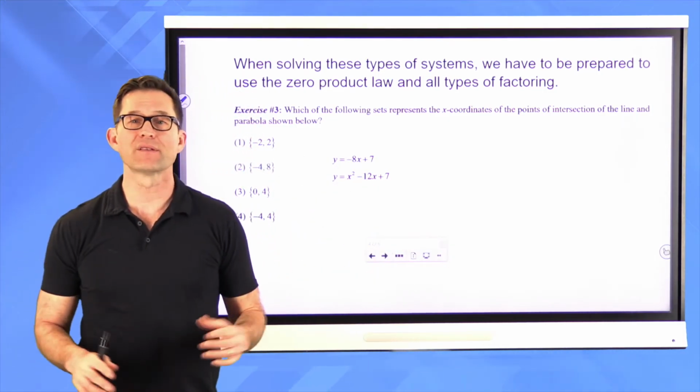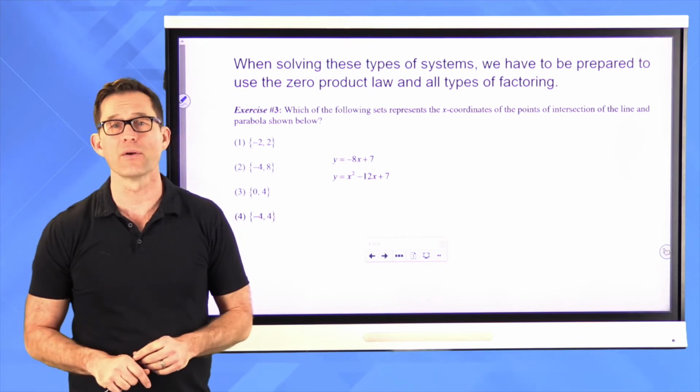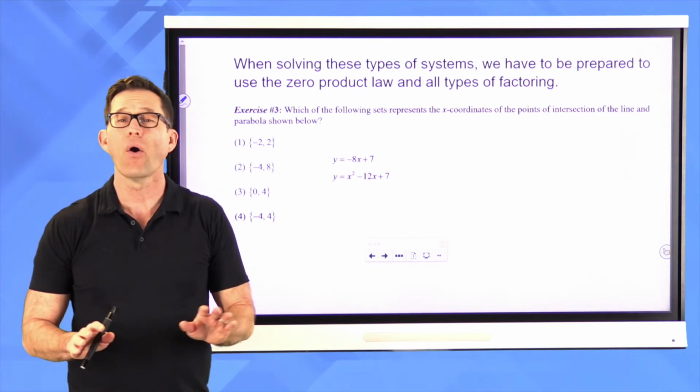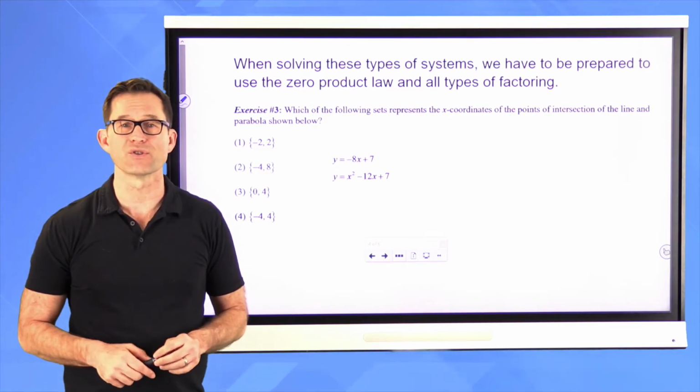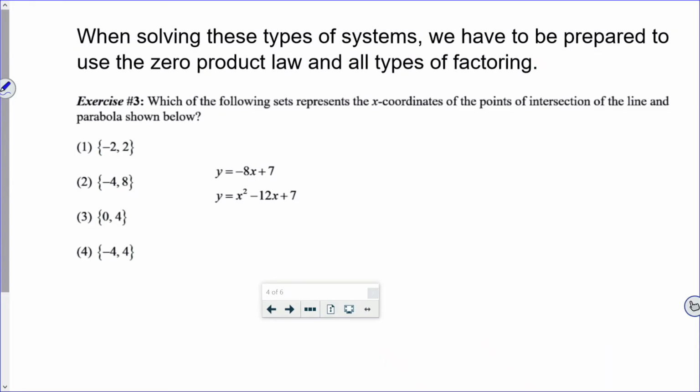Now, when solving these types of systems, we have to be prepared to use the zero product law and all types of factoring. So let's take a look at a multiple choice problem in this situation. Exercise number 3. Which of the following sets represents the x-coordinates of the points of intersection of the line and the parabola shown below? Excellent.